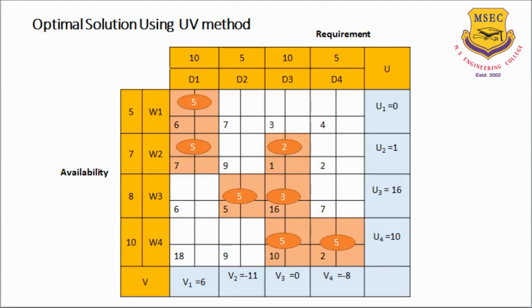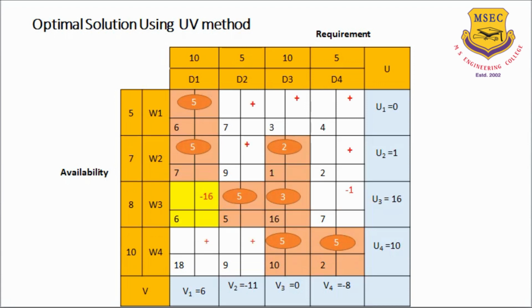Now once we calculate these u's and v's, we also calculate the net evaluations, Cij minus (ui plus vj). The net evaluations are depicted like this. If you look at it now, we find W3 D1 is minus 16, which is the most negative one. Therefore that particular cell W3 D1 needs to have some value added.